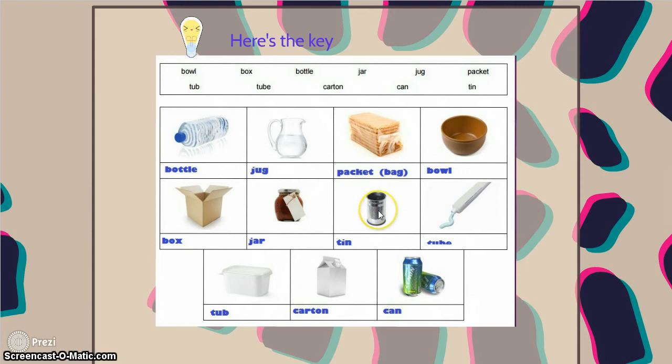This is a tin because of the material, okay? A tin. We usually have fish in tins. This is a tube, a toothpaste tube. This is a tub. A tub is a big container. This here is a carton of milk. And finally, we have a can of a fizzy drink like cola or orange. Okay.